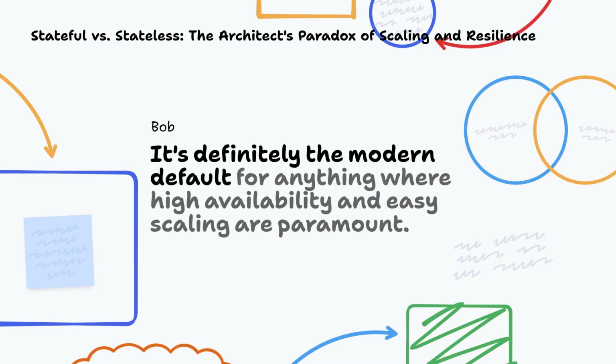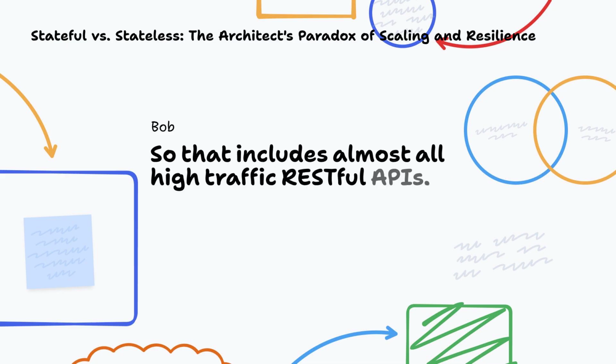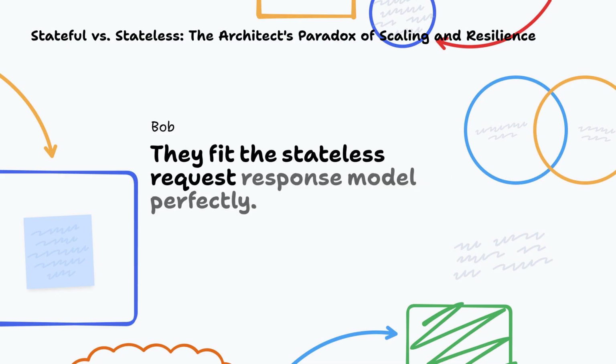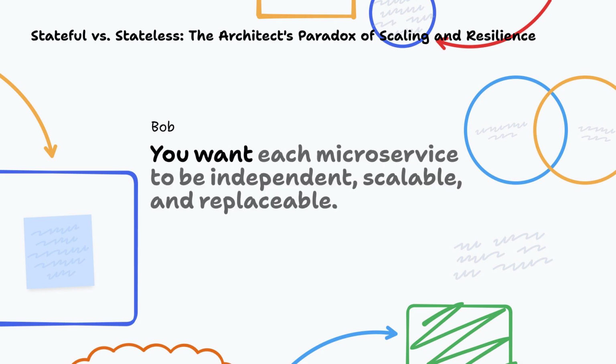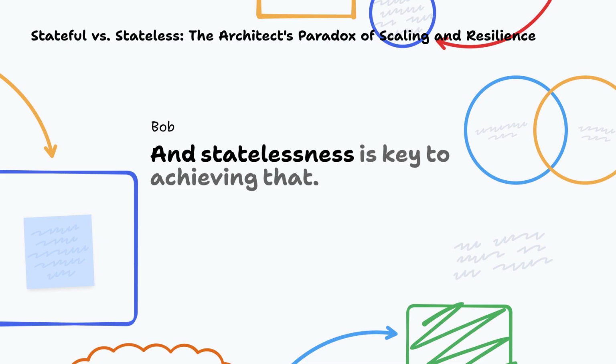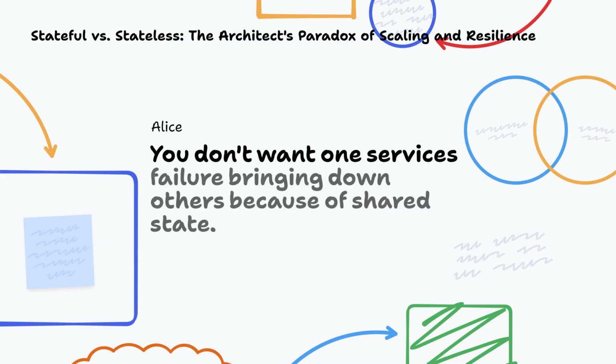It's definitely the modern default for anything where high availability and easy scaling are paramount. So that includes almost all high-traffic RESTful APIs. They fit the stateless request response model perfectly. Okay. It's also a core principle, almost a requirement, for microservices architectures. You want each microservice to be independent, scalable, and replaceable. And statelessness is key to achieving that. You don't want one service's failure bringing down others because of shared state.